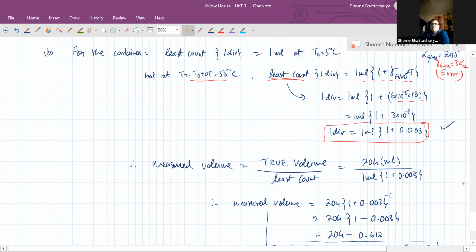So just like we had done a problem with a scale earlier, the divisions on the scale would expand with the temperature increasing. So at a higher temperature than the calibration temperature, the scale would read the wrong value of length. Like that, at a higher temperature than the calibration temperature, this graduated vessel of glass used to measure the volume is also going to read the wrong value of volume because it has expanded.